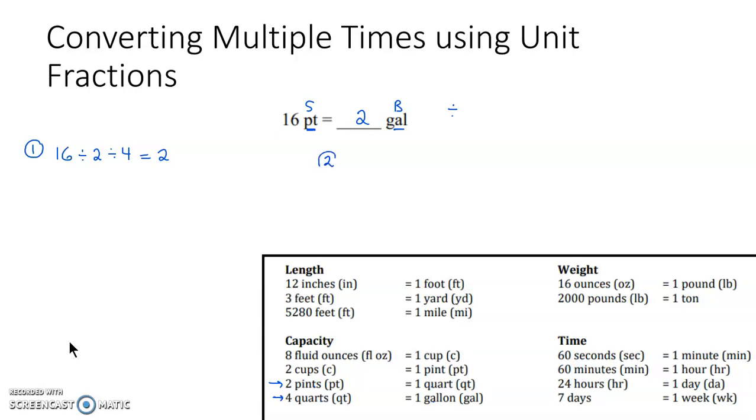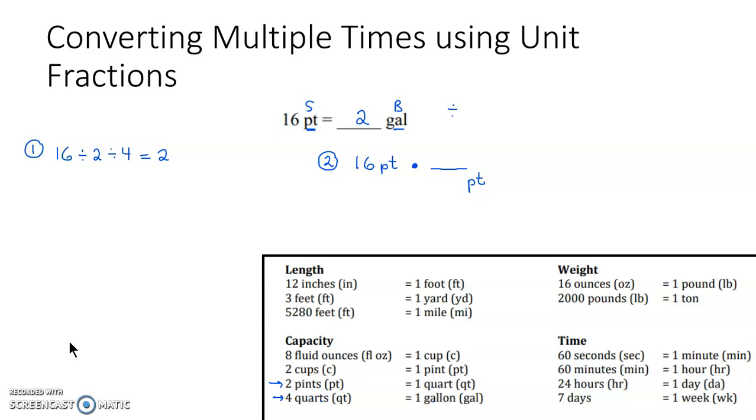Another method is to use unit fractions. And what the unit fractions do is they cause canceling of units. So what you can do is start with 16 pints, but with unit fractions, you're always going to set them up as multiplication. So you're going to multiply, and you're going to match your units so that they cross cancel.